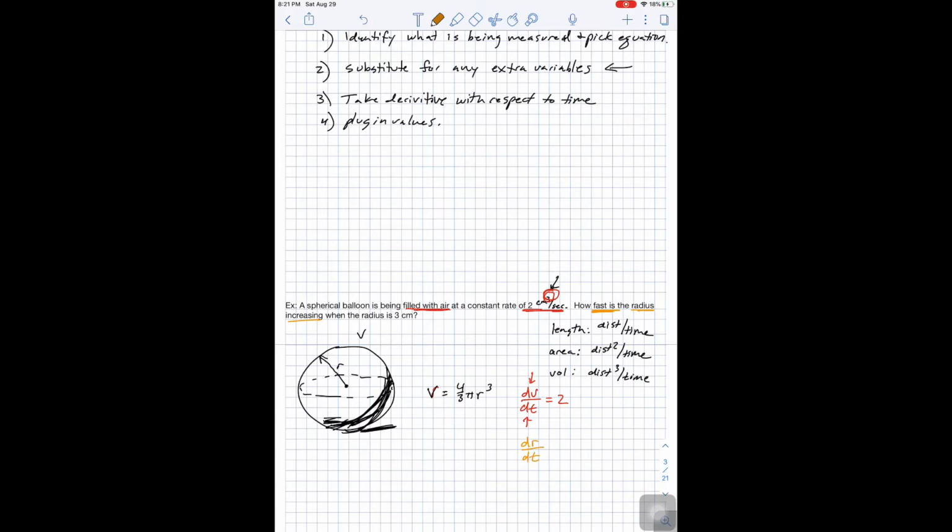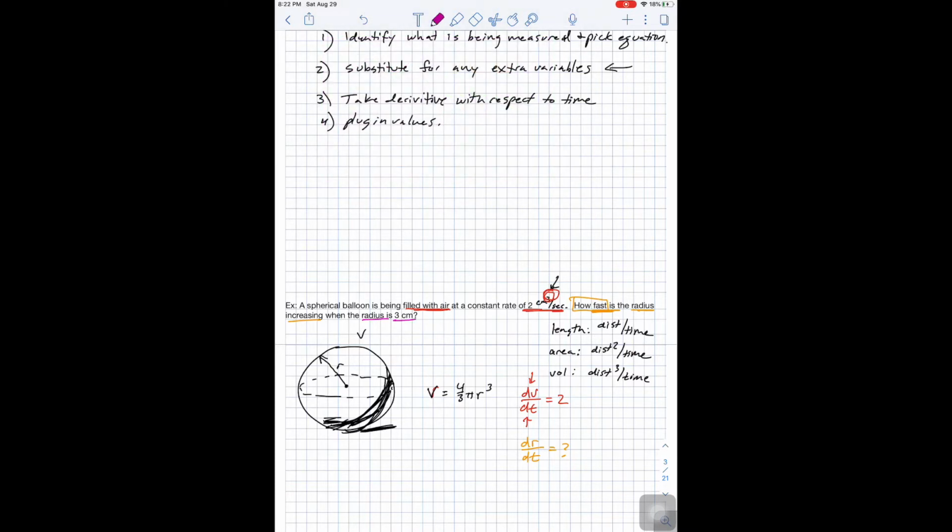So basically what we're doing in this section is instead of saying dy/dx, we're saying d-whatever over dt, because everything's with relation to time. So if the volume is changing, it's dV/dt. If the radius is changing, then it's dr/dt. And this is what the question is asking for: how fast is the radius increasing? That's the question.